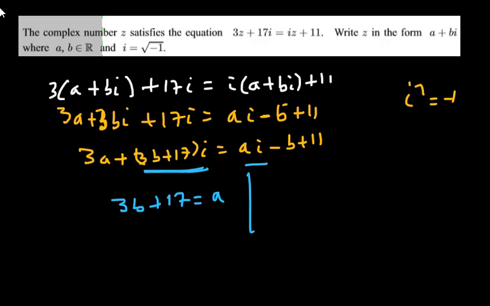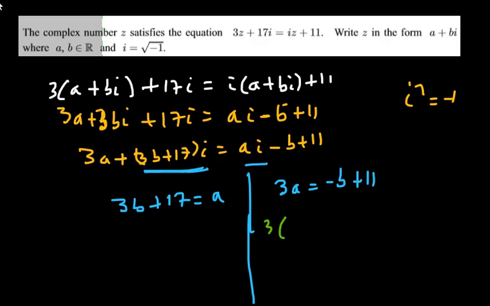Okay, which means we just cancel out the i. The other one is 3a is the same as minus b plus 11. So I think we have two equations here, so we have to solve simultaneously. Okay, let's finish this up.